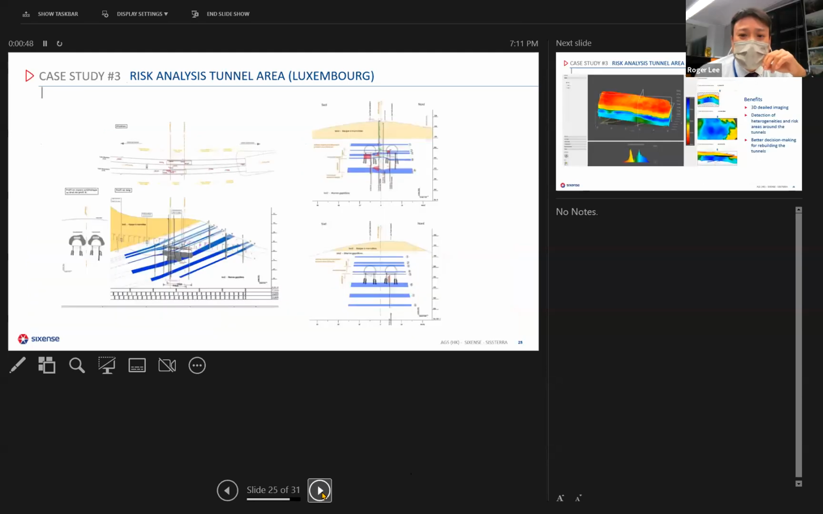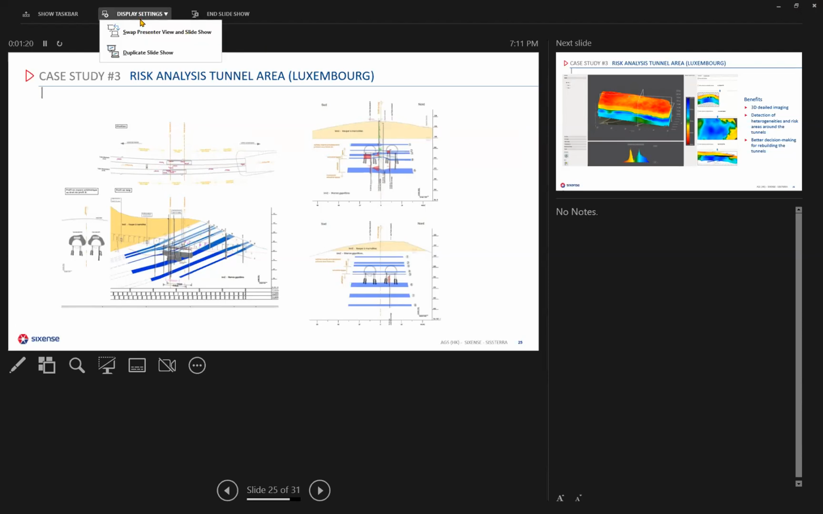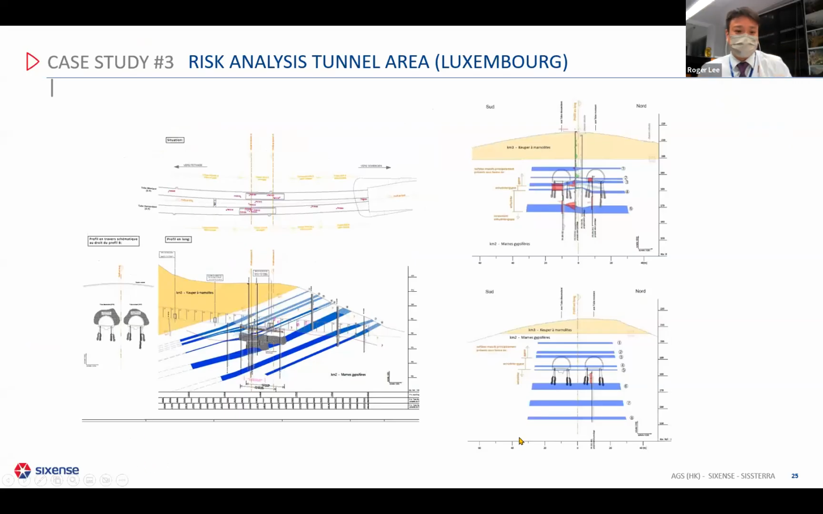So Hayden, you can change to full screen. Right now it's a presentation. How can I? On the top display settings, on the very top left. Display settings. Okay. Should I duplicate this one? Yes, perfect.